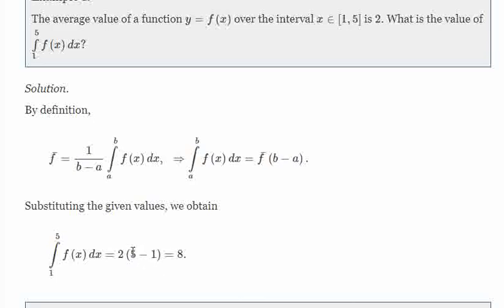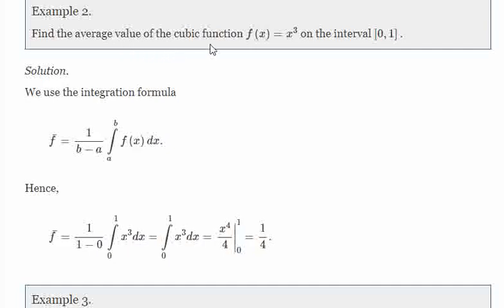into the length of the interval, which means b minus a. So now we know b is 5 and a is 1. So 5 minus 1 is 4, 4 into 2 is 8. So the value of the integral 1 to 5 f of x dx is 8. Now we are going to our second question.